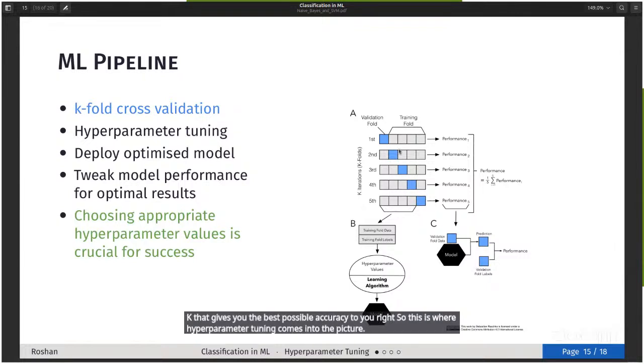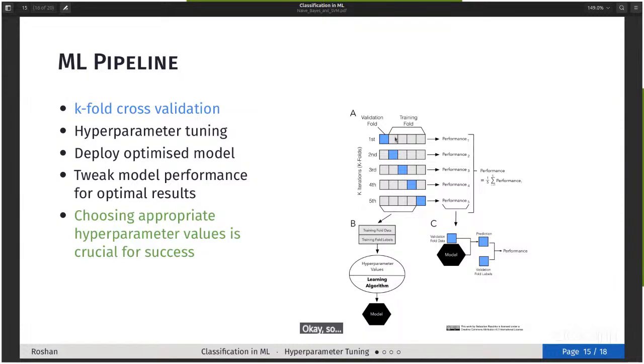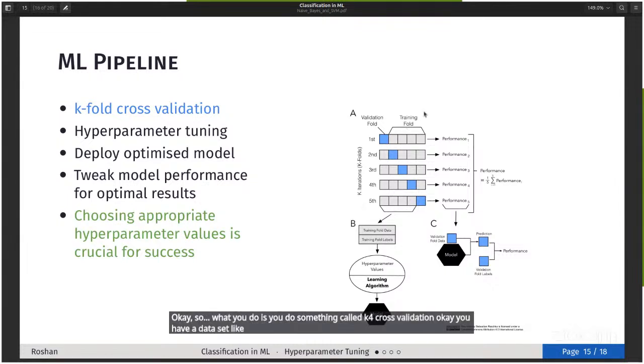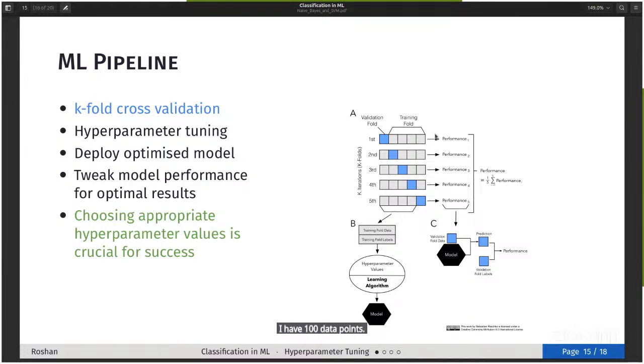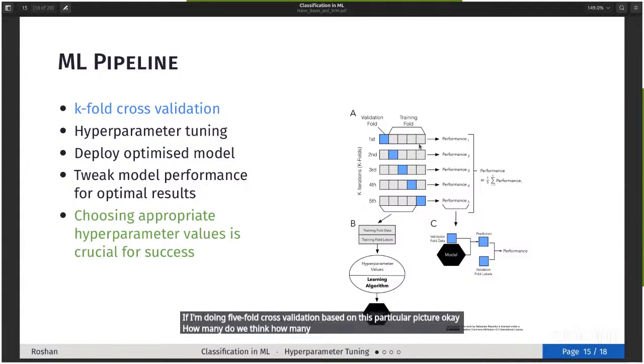So what you do is something called k-fold cross validation. You have a data set like this. If you are doing five-fold cross validation, you split it into five equal parts. Let's say I have 100 data points. If I'm doing five-fold cross validation based on this particular picture, how many data points should I have in my train set, and how many data points should I have in my validation set?